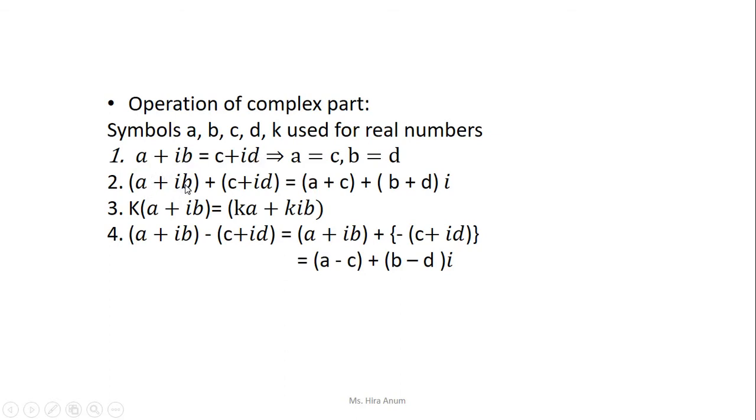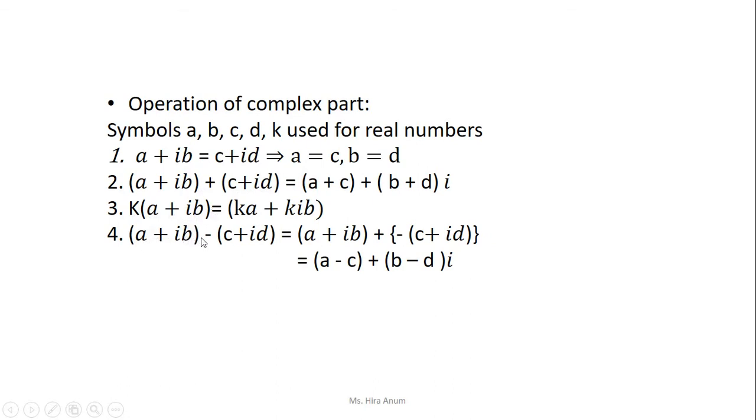a plus iota b plus c plus iota d equals a plus c plus iota times b plus d, because we add real parts and imaginary parts, iota will be the same. Like 2 plus 2 iota plus 3 plus 3 iota, then 2 plus 3 equals 5, plus 5 iota. If we multiply a constant k with a plus iota b, it becomes ka plus k iota b.